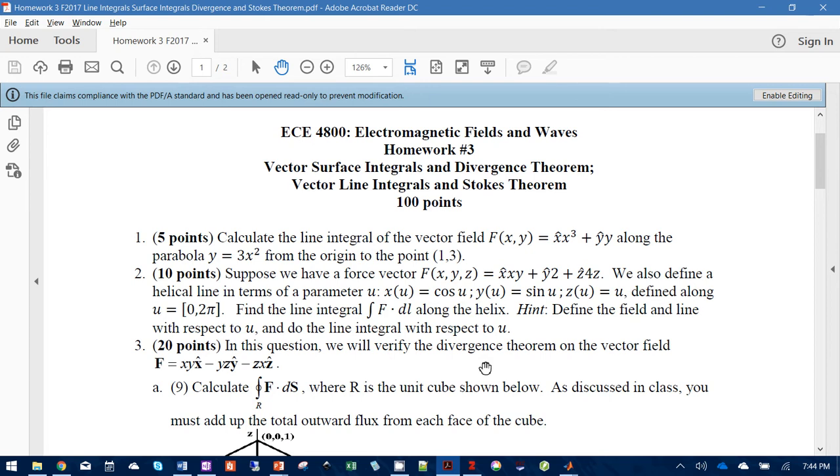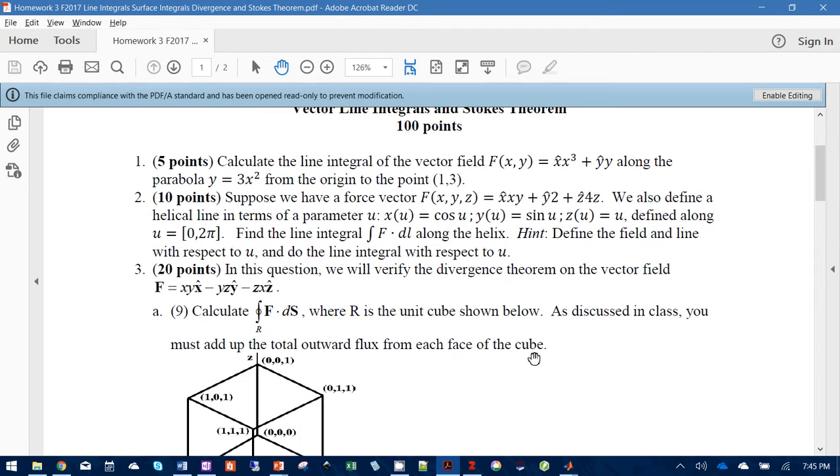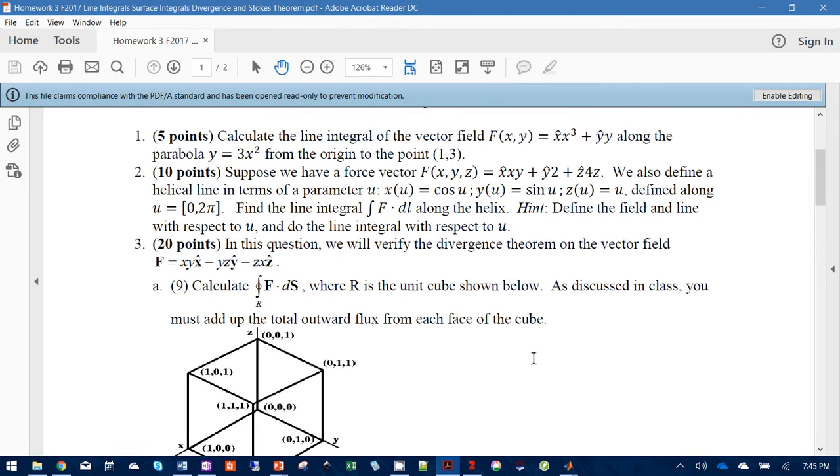Okay, do we have to change it to... No, this one is given to you in Cartesian coordinates. You can work in the Cartesian coordinate system the whole time. All right, more questions.